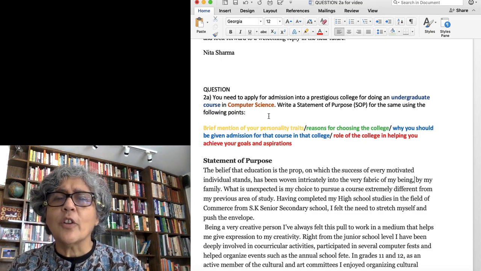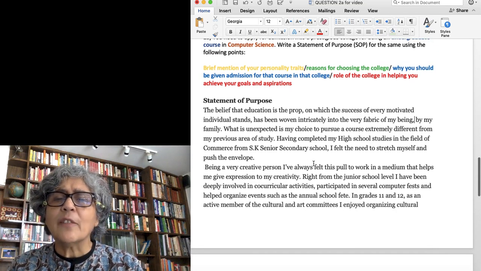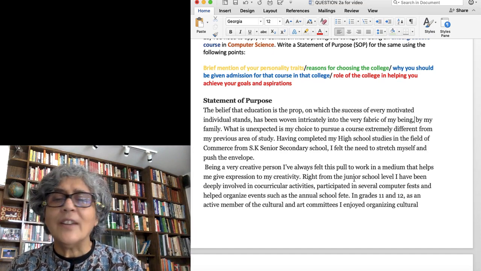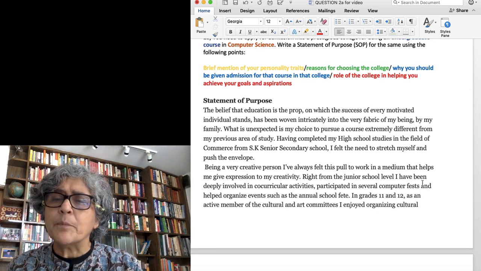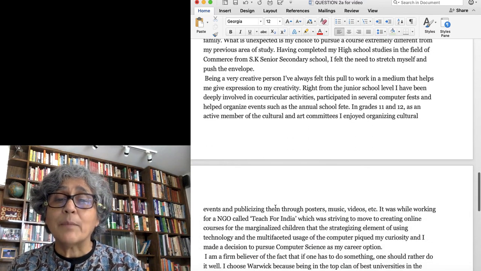So, undergraduate course, computer science. Being a very creative person, I've always felt this pull to work in a medium that helps me give expression to my creativity. Right from junior school level, I have been deeply involved in co-curricular activities, participated in several computer fests, and helped organize events such as the annual school fete. In grades 11 and 12, as an active member of the cultural and art committees, I enjoyed organizing cultural events and publicizing them through posters, music, videos, etc.